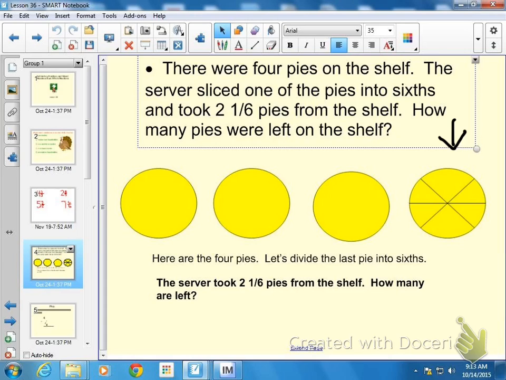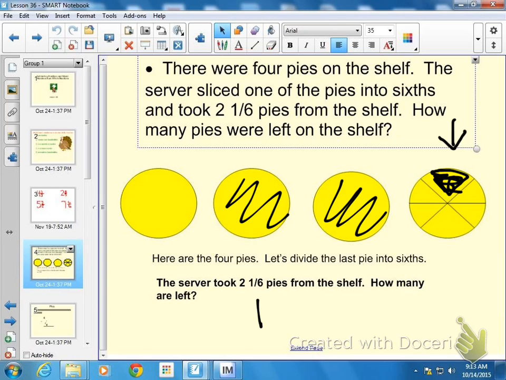So I'm going to take away one of these slices. So there's one, and then I'm going to take this whole and this whole. So how many am I left with? I'm left with 1 and that's 1, 2, 3, 4, 5, 6. 1 and 5/6.